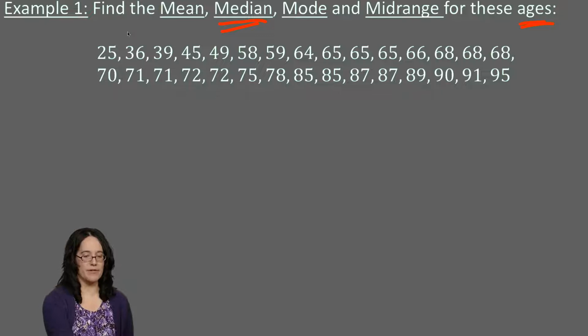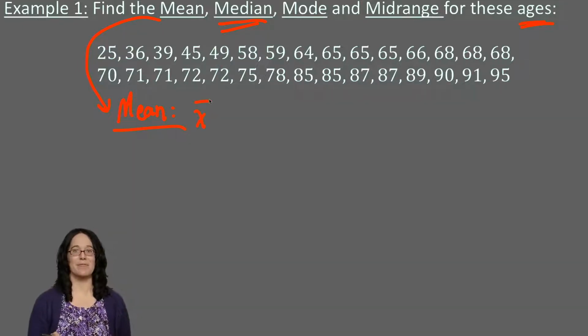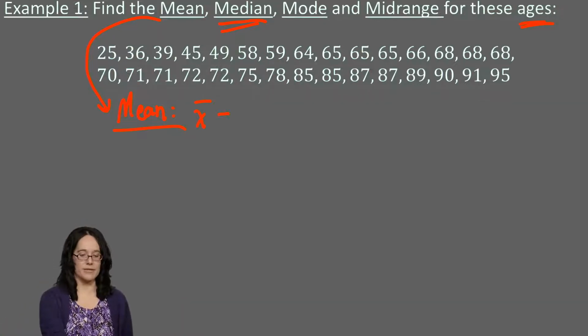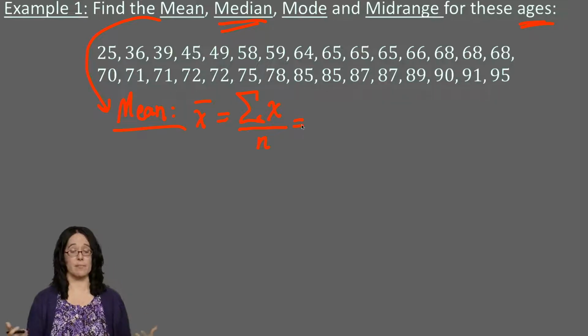Do you remember how we find our mean? How do we find the mean? That's right, that would be x bar for our sample. Okay, when you get into statistics class, we'll have a different letter. It's called mu when you're talking about the mean of a population. But for our sample, it's just x bar. And it was the sum of the values, so capital sigma of all your x values, your data values, divided by the number of values in your sample. In other words, your sample size.